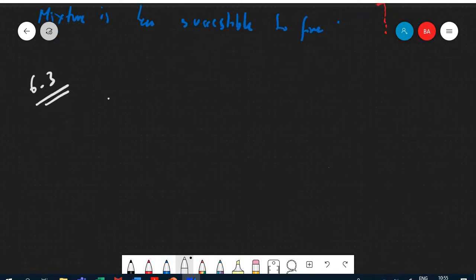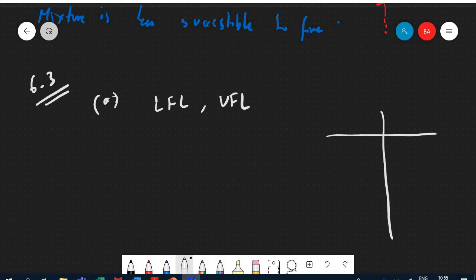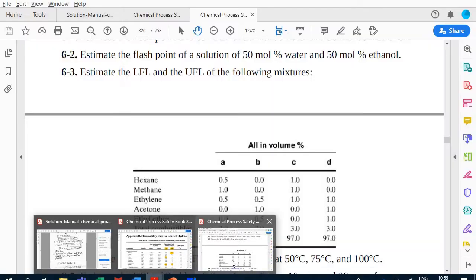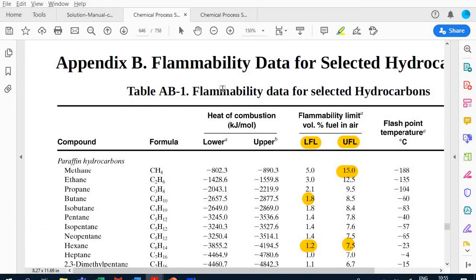Going and solving, the first part I'm going to go for is A. As it said, I need to calculate the LFL and the UFL. Well, we already have the LFL and UFL for the pure substances, and you can get that from Appendix B. And where is Appendix B? You go to your book at page 646. You're going to find Appendix B, and then you're going to search.